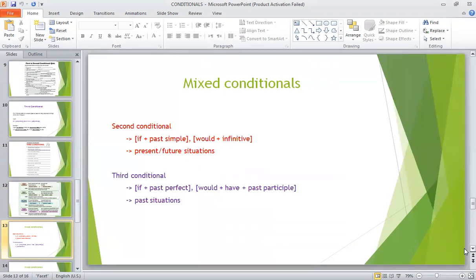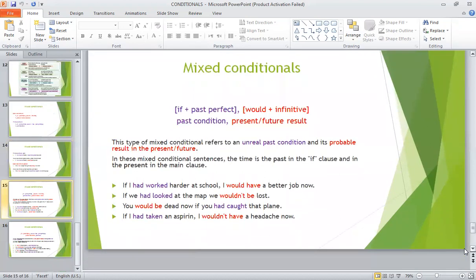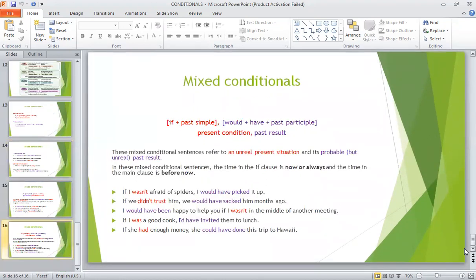Mixed conditional is important, but we're not going to talk about it today, so you won't be confused. It will have its own class for mixed conditionals.